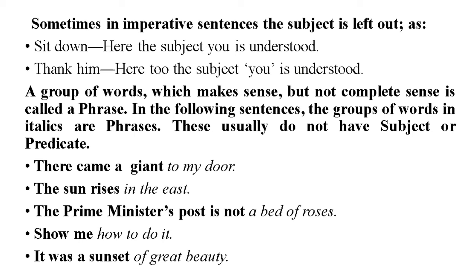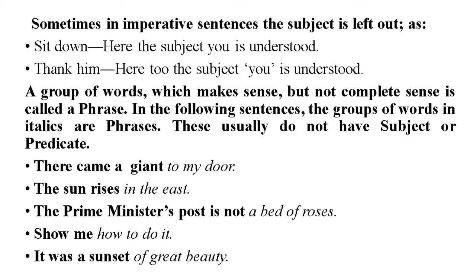And sometimes in sentences we are having a phrase. Now we will talk about what is a phrase. A group of words which make sense but not complete sense is called a phrase. In the following sentences, the group of words in italics are phrases. These usually do not have a subject or predicate. There came a giant to my door. To my door, it is a phrase.